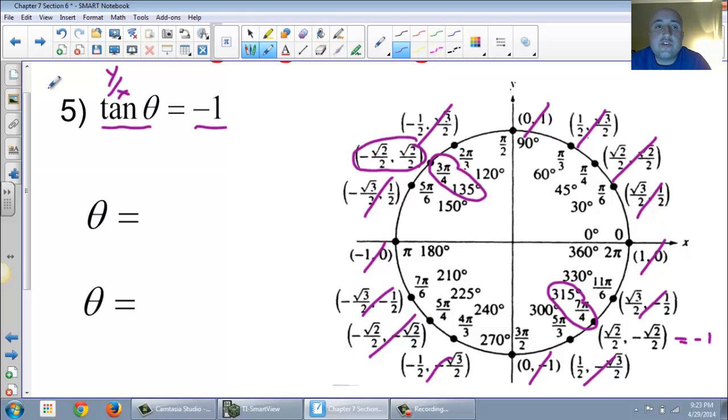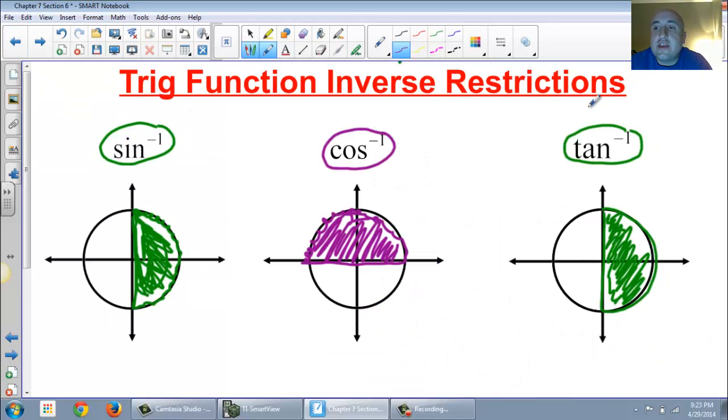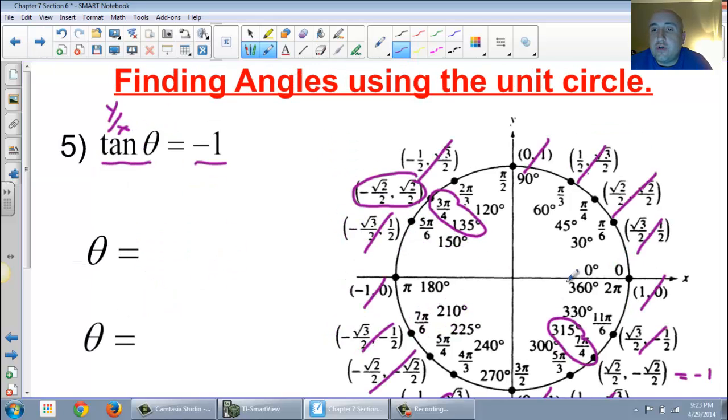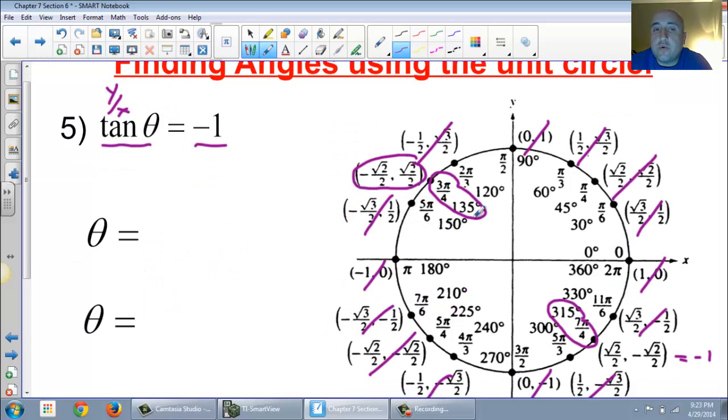Okay, so let's look at our restrictions now. Let's go back to our restrictions. Tangent is the right-hand side. So which of these two are on the right-hand side, 315 or 135? If you notice, 315 is on the right-hand side. So my answer is 315 degrees, or in radians, 7 pi over 4. And I get that right from my unit circle.